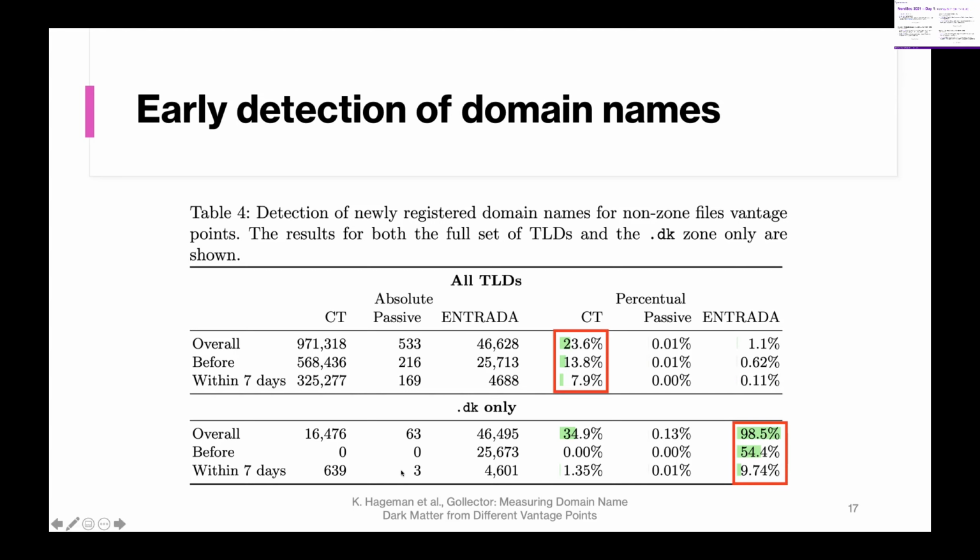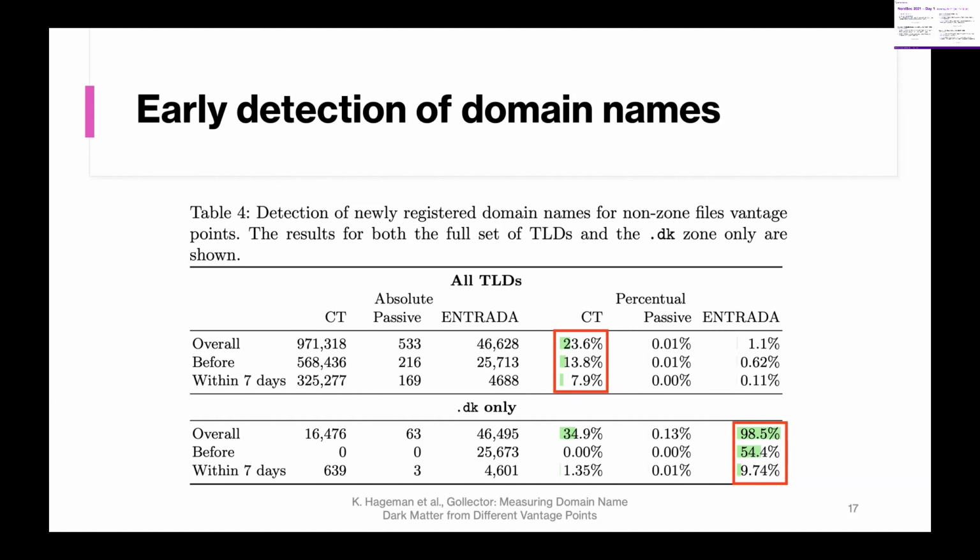The conclusion here is that for the certificate transparency, as you can see in the upper red box, a lot of domains are actually identified before the zone file does. So these CT logs are actually a very relevant data set to use for early domain registration detection. And Entrada is really good for doing this for the Danish domain.